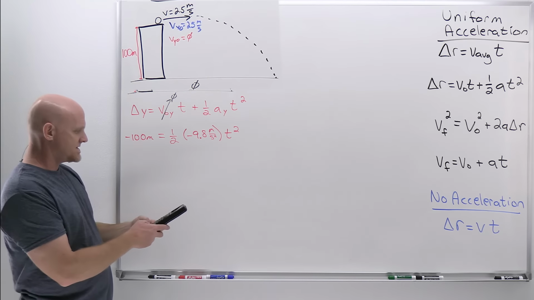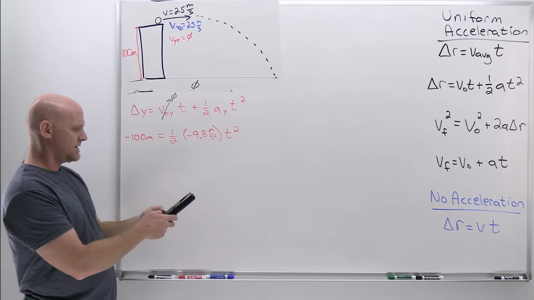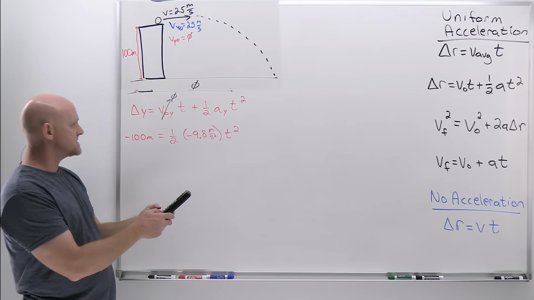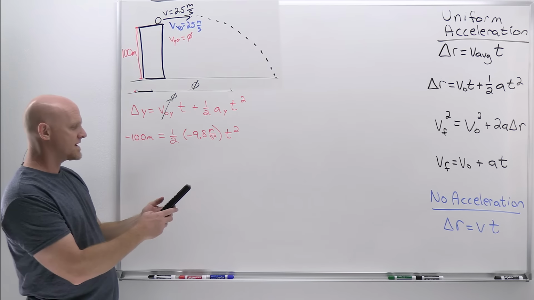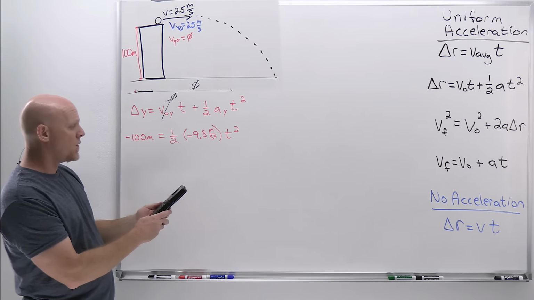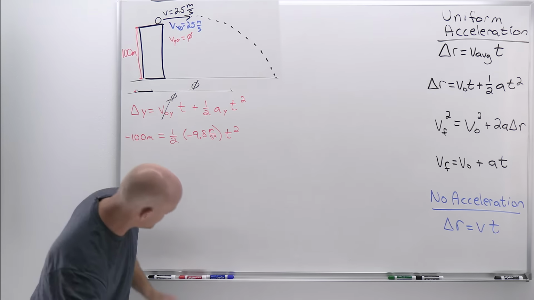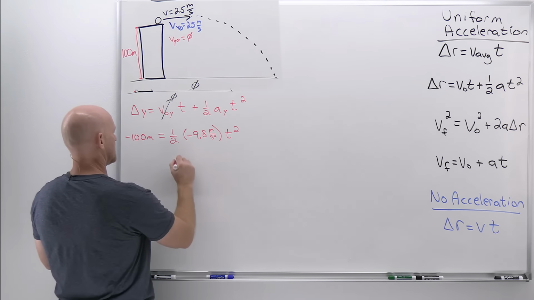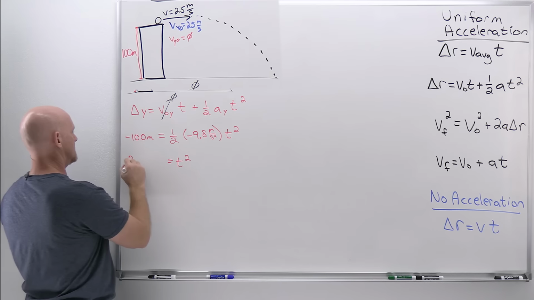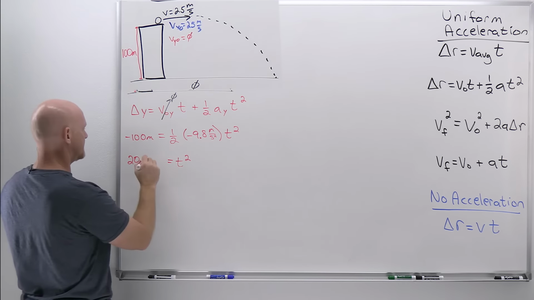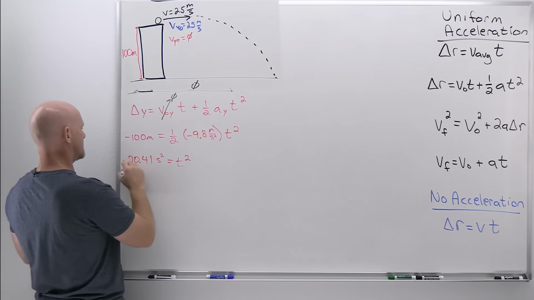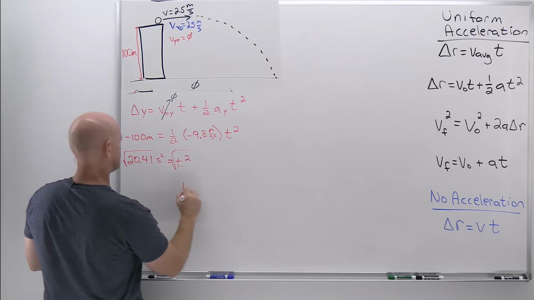All right, so if we take 100, and whether you want to divide by 1/2 or multiply by 2, and then divide by 9.8 or negative 9.8 as the case may be, we're going to get 20.4. Let's write out that step by step here. So t squared equals 20.41, and that's in seconds squared. We'll take the square root of both sides.